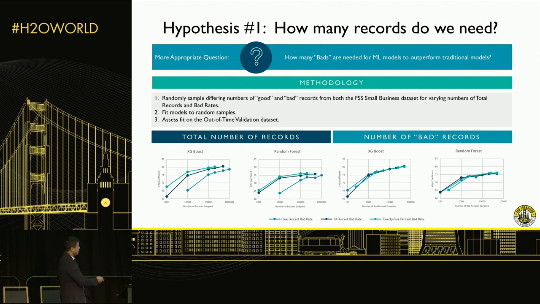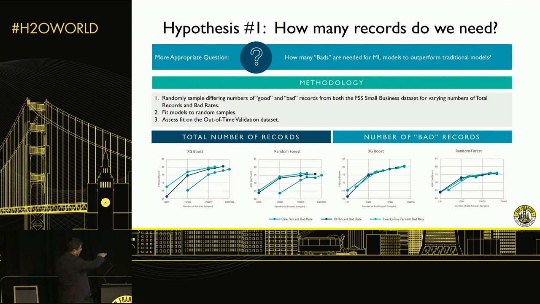Because when you look at the graph, what I did was I randomly sampled, not just randomly sampled from the full data set, but randomly sampled good records and bad records, and created data sets with different bad rates in them. So I did a 1% bad rate, a 10% bad rate, and a 25% bad rate, sampling, say, 1,000 records, 10,000 records, 100,000 records, and compared the performance of the models.